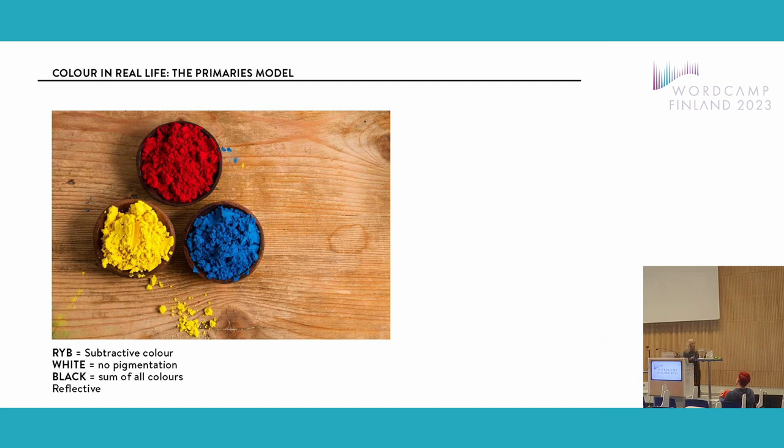You have three pigments, red, blue, and yellow. This is called subtracted colors, because white is no pigmentation at all, and black is the sum of all colors, or brown, when you don't mix them properly, you get brown.